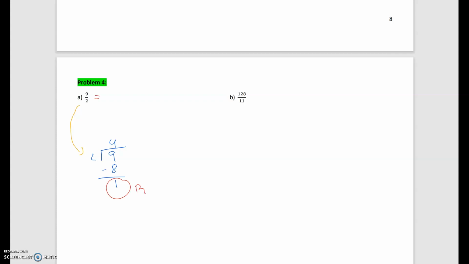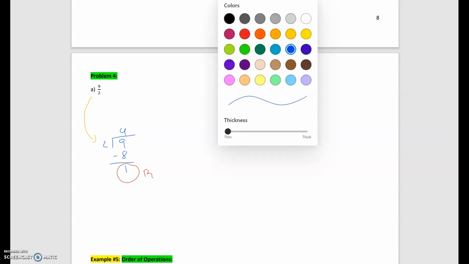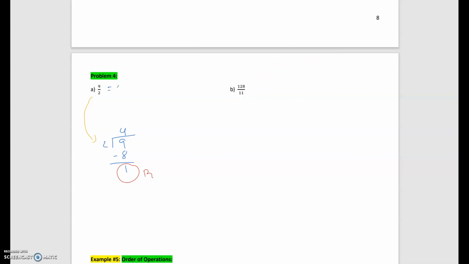So in this case, you're going to write your answer as 4, remainder of 1. And I'm just going to leave it like that. Once we talk about fractions, there's going to be another way of viewing it. So let me just put it with a different color. So in that case would be 4 and technically 1/2. But we'll talk about those fractions later.